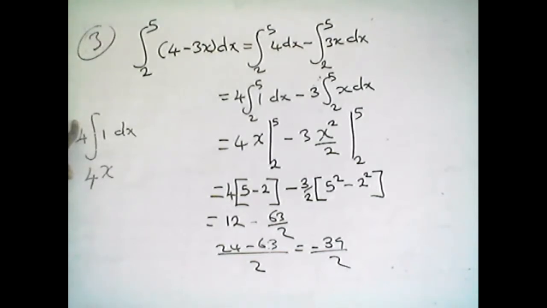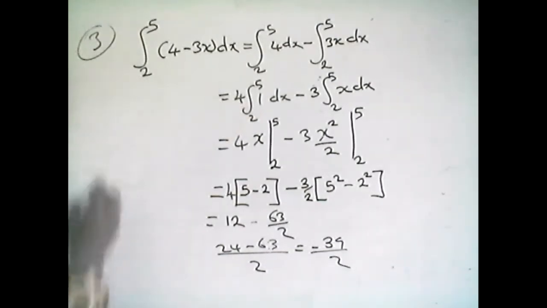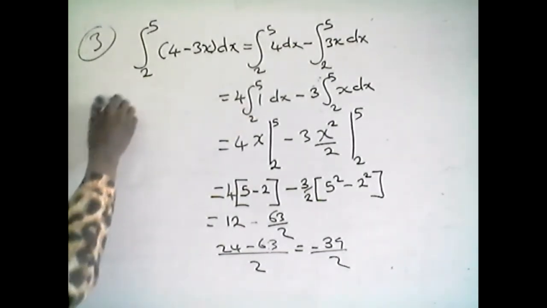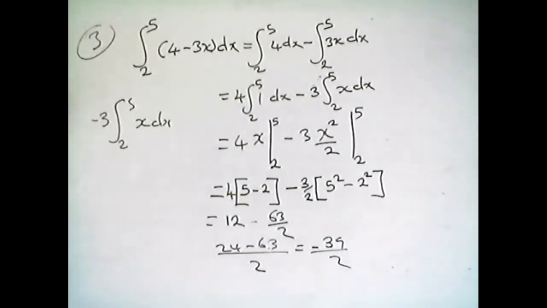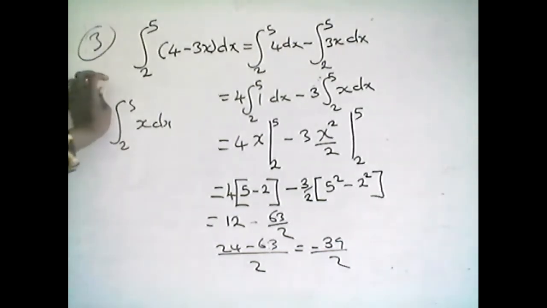Okay, and then the 3. And then how do you have now 5 minus 2? So for 3, let me pick that as well, the integral from 2 to 5 of x dx. Now this negative 3 which is outside, I'm going to cover it like this. I want you to give me the integral of x. What is the integral of x?